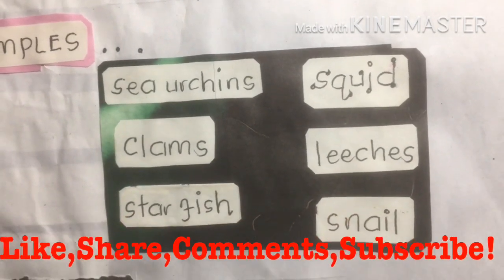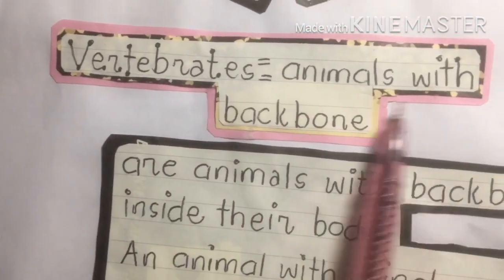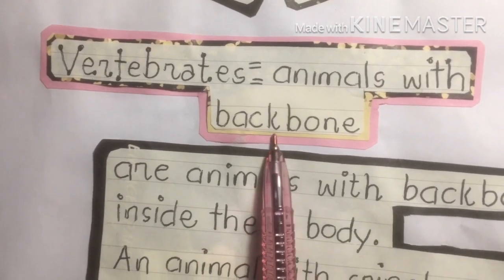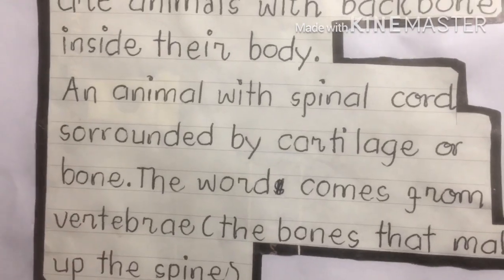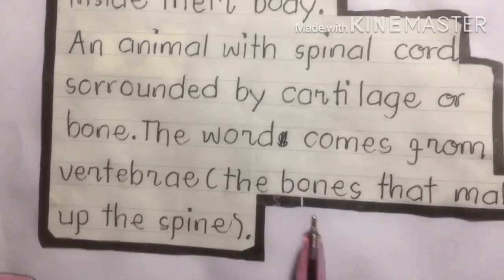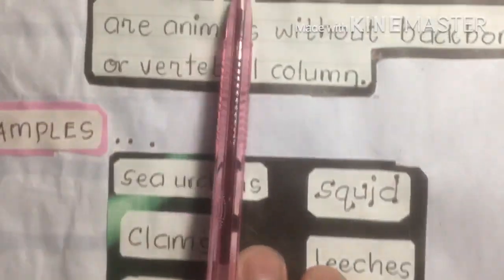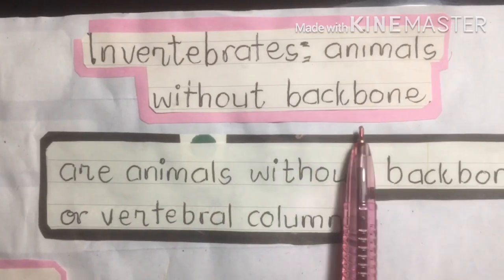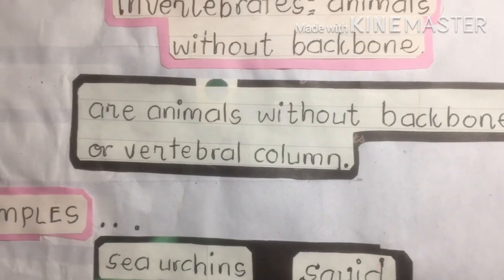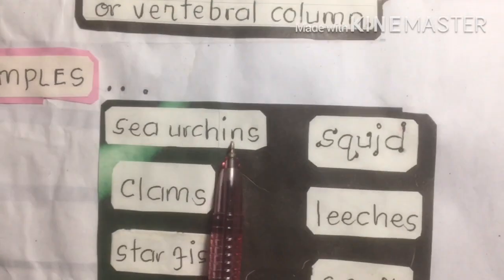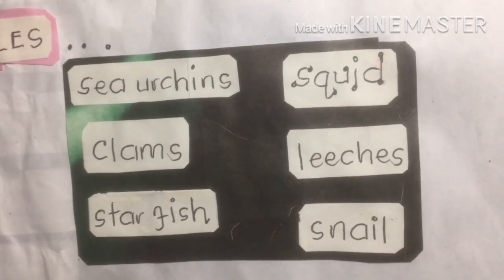Again, the difference between vertebrates and invertebrates: vertebrates are animals with backbones, or animals with a spinal cord surrounded by cartilage or bone. The word comes from vertebrae, that means the presence of bones that make up the spine. Whereas invertebrates are animals without a backbone. The examples again: sea urchins, squid, clams, leeches, starfish, and snail.